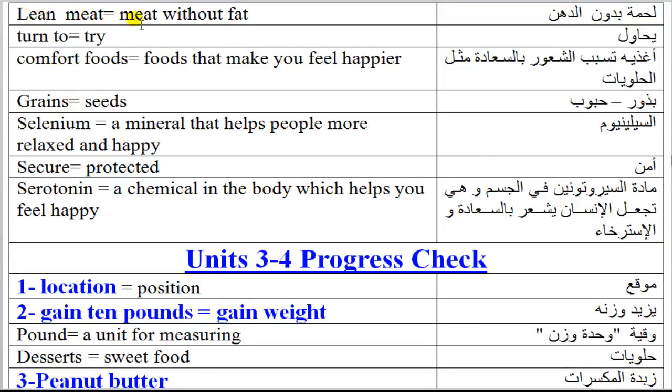Lean meat, meat without fat. Turn to, try. Comfort foods, foods that make you feel happier. Grains, seeds, selenium, a mineral that helps people to be more relaxed and happy.